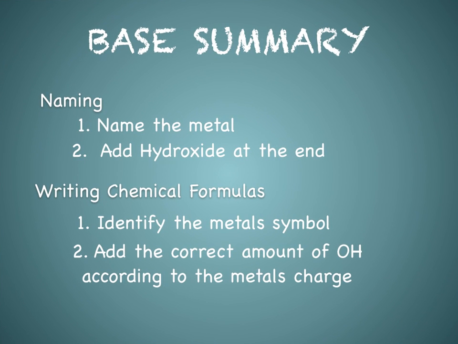For base naming, first of all, name the metal, then name the hydroxide. For the base formulas, identify the metal oxidation number and replace it with a corresponding number of hydroxides. After viewing this video and taking notes, you should be able to do the acid-base naming.